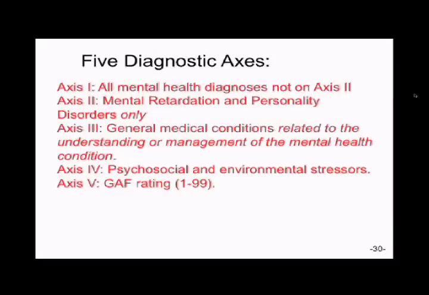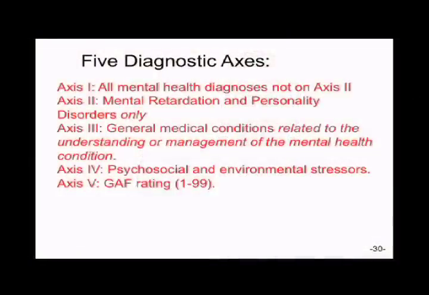Now in the DSM, there are 5 diagnostic axes, so let's talk about those. Axis 1 is all mental health diagnoses that are not on Axis 2. So that includes depression, anxiety, and everything else. Axis 2 is only mental retardation and personality disorders. Axis 3, general medical conditions that are related to the understanding or management of the mental health condition. So that's an important caveat.